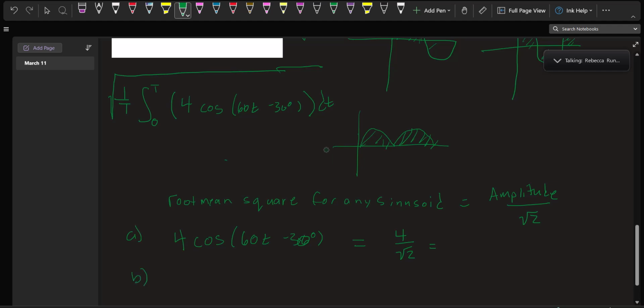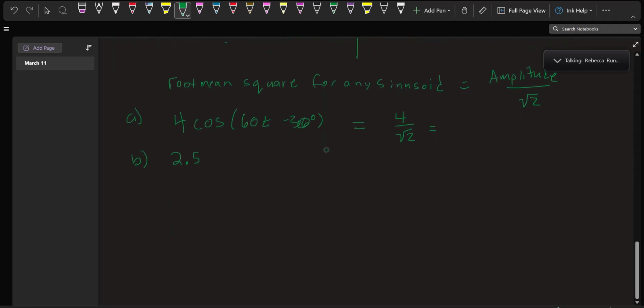For B, the root mean square for a constant is just going to be a constant, so that's not going to change anything. C is the one where you have to do a little bit of work.